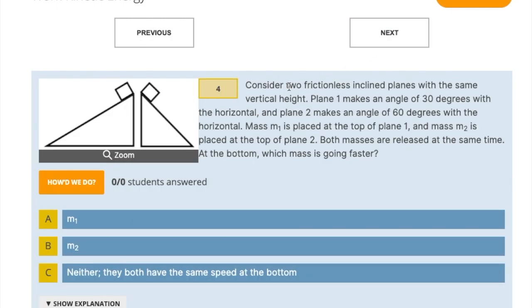Consider two frictionless inclined planes with the same vertical height. Plane 1 makes an angle of 30 degrees with the horizontal. Plane 2 makes an angle of 60 degrees with the horizontal. Mass M1 is placed at the top of plane 1 and mass M2 is placed at the top of plane 2. Both masses are released at the same time. At the bottom, which one is going faster?